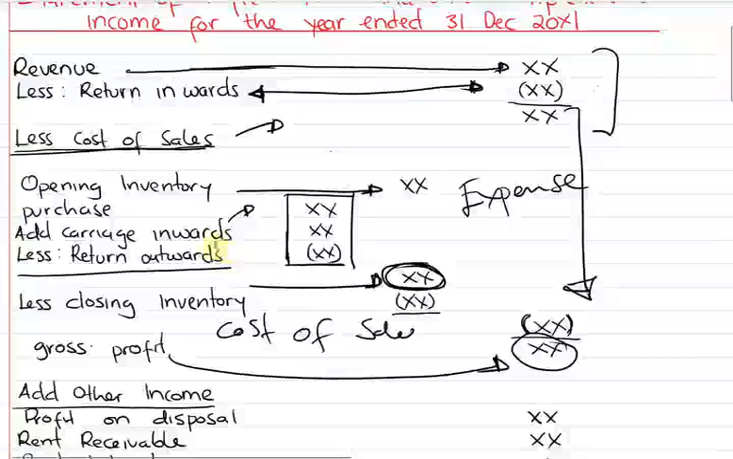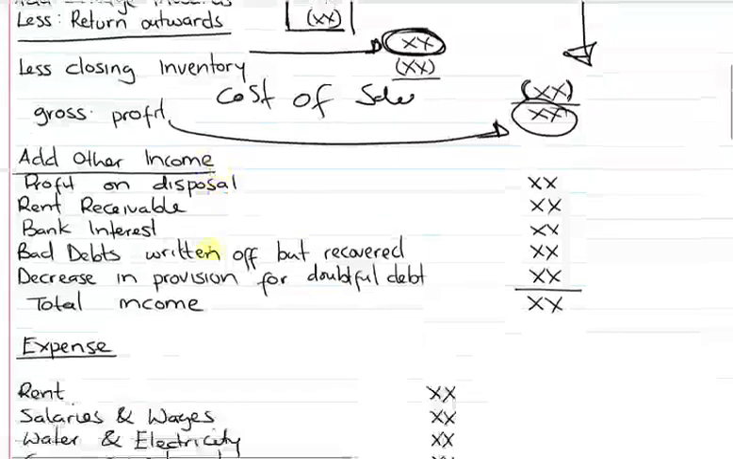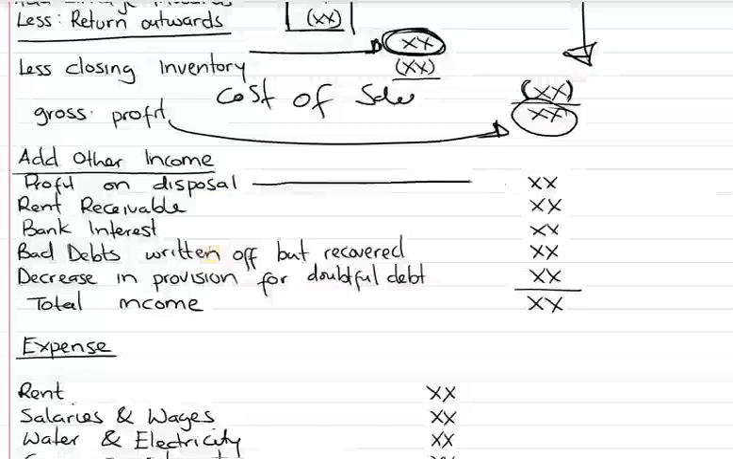For example, they have an office building which they have not occupied the whole building. So they decide to rent it out. So the income from that can be included there. So let us talk about other income. So we can include profit on disposal. If we have sold any non-current assets and there's a profit, we include it under other incomes.